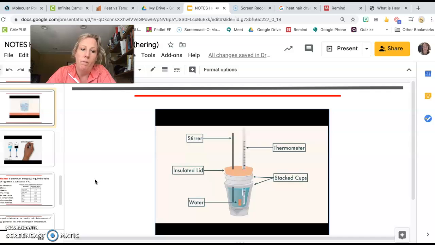Then you'll take a hot piece of copper, maybe let's say at 90 degrees, and drop it into the calorimeter. As you stir, you'll see the temperature rise. Eventually it will stop rising when it's at equilibrium, meaning the water and the copper metal are at the same temperature.